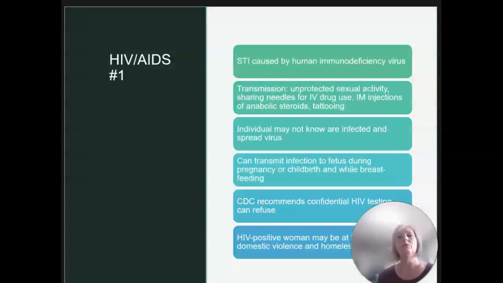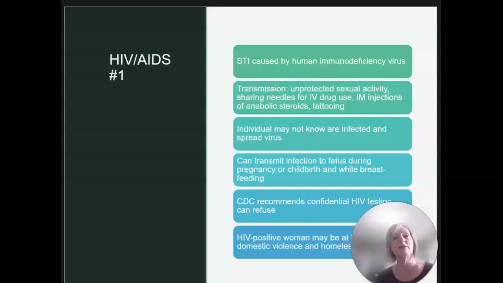HIV is an STD. We've talked about that in 101, but it's the human immunodeficiency virus. Transmission is through unprotected sexual activity, sharing needles, IV drugs, tattoos, anything like that. Many times individuals may not know that they have it. So that's why at the first prenatal visit they will get tested for that, and they will get tested again at delivery. It can be transmitted to the fetus through pregnancy, and it can be transmitted through breast milk.